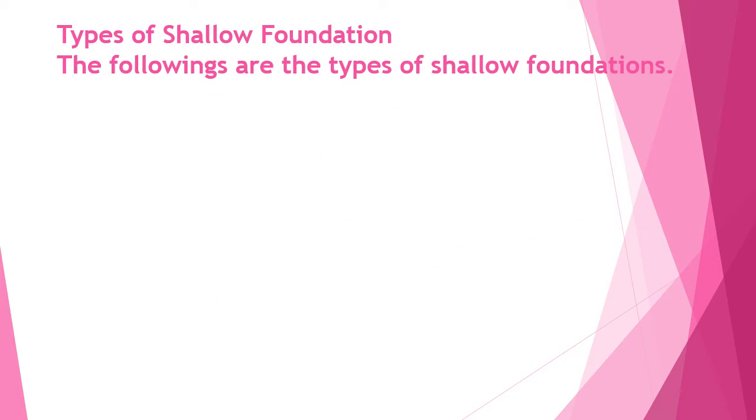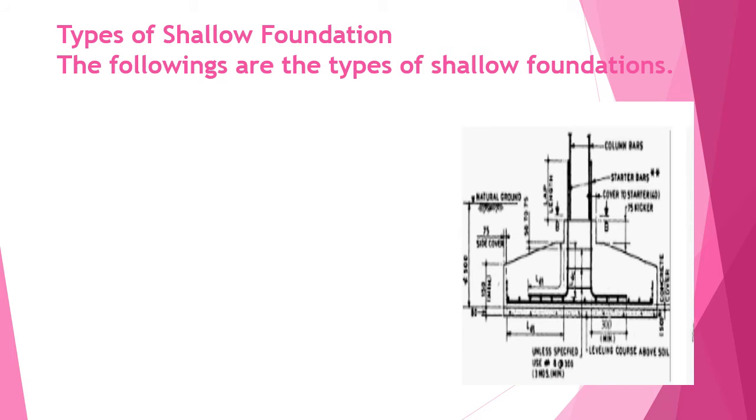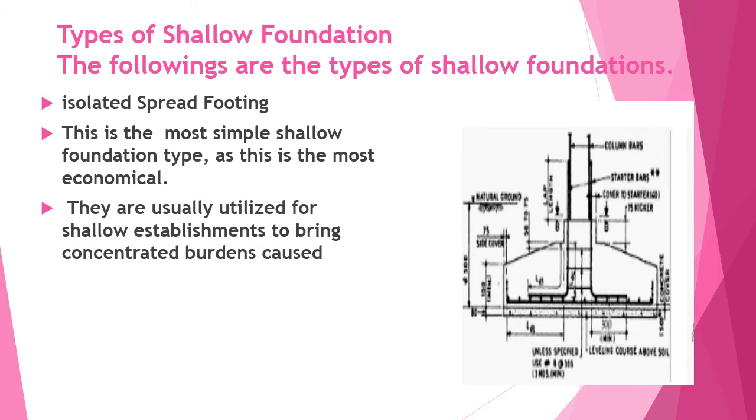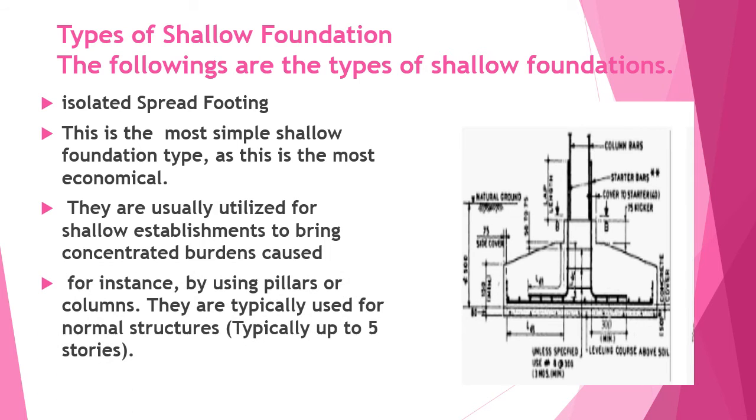Types of shallow foundations. Isolated spread footing, for which the image is shown alongside. This is the most simple and economical type of foundation. They are usually utilized as shallow foundations to carry concentrated loads, for instance by pillars or columns. They are typically used for a normal structure of up to 5 to 7 floors.